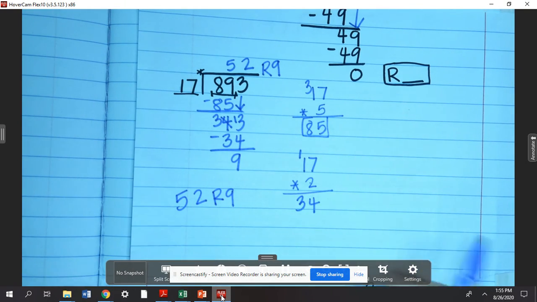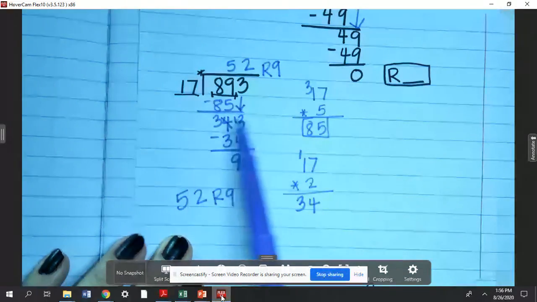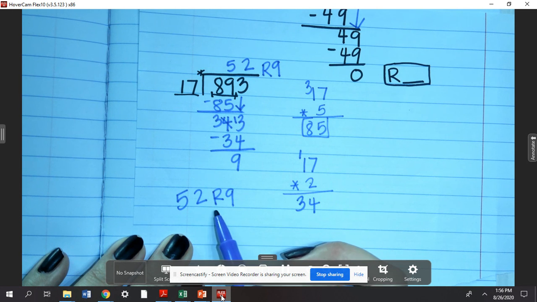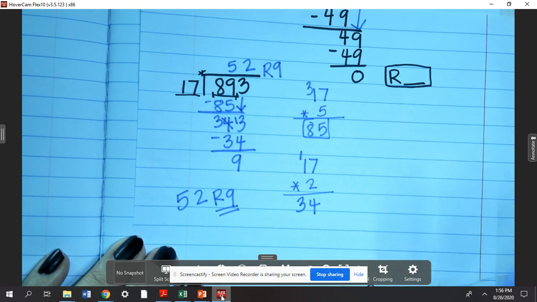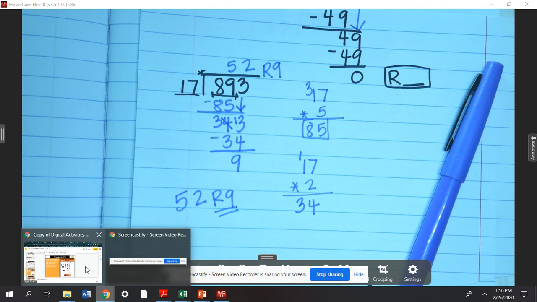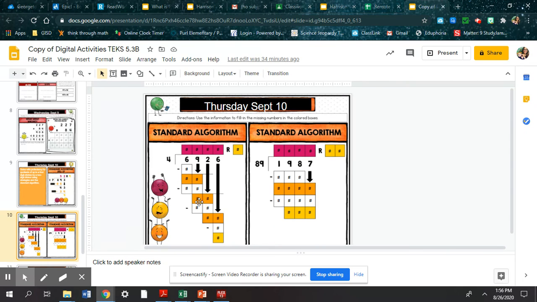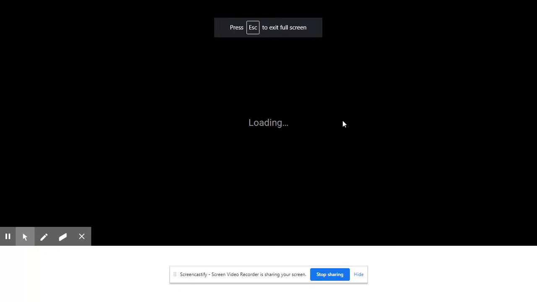Okay, so that is what we're going to be doing today. Now, sometimes you won't have a remainder, sometimes it'll go in evenly, but if you have a remainder, this is what you're going to do for now. For today, you're going to practice. You are going to use the same algorithm. So this is what I did today for the example. You're going to look at this one here.